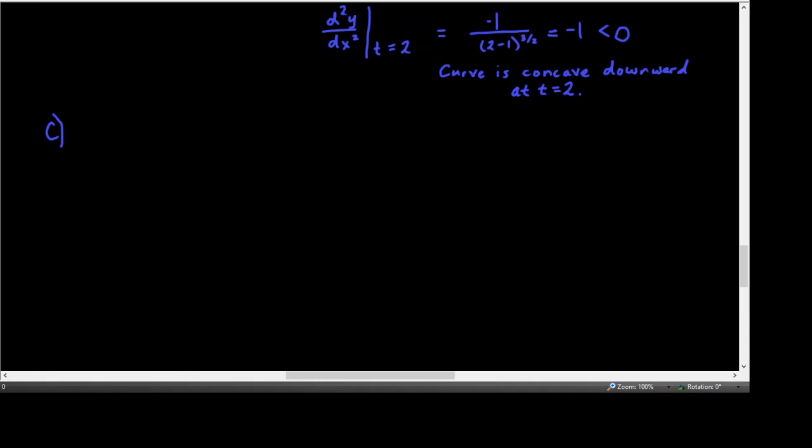Find all points, if any, of horizontal and vertical tangency to the curve x equals t squared minus t plus 2 and y equals t cubed minus 3t.